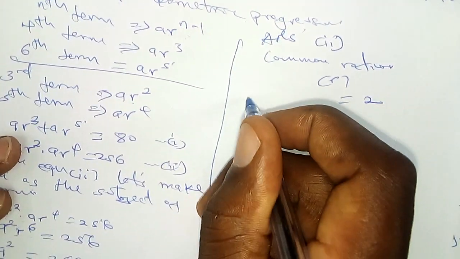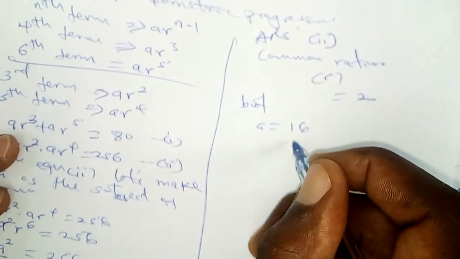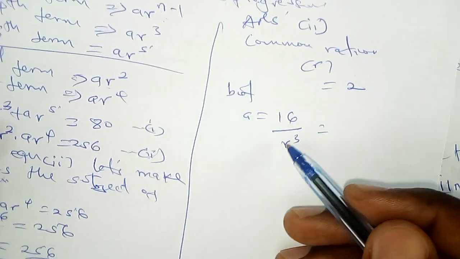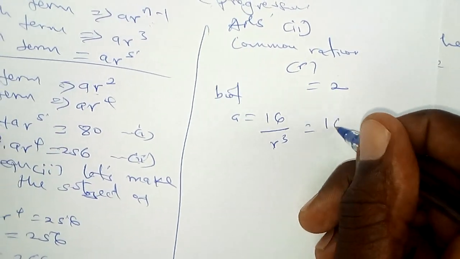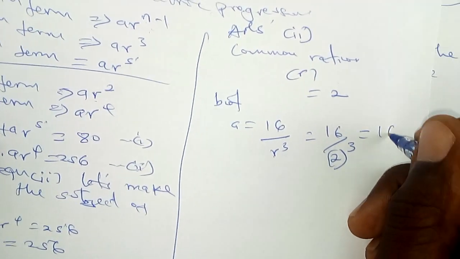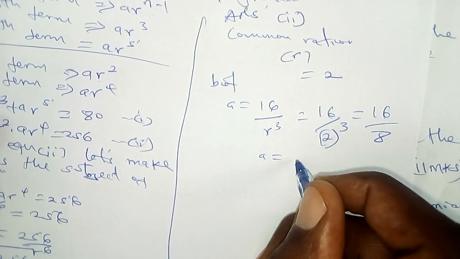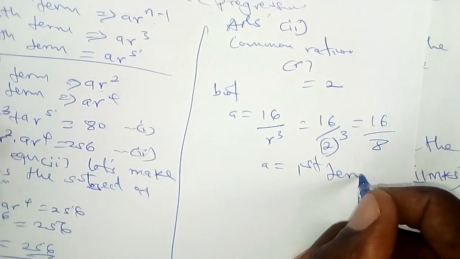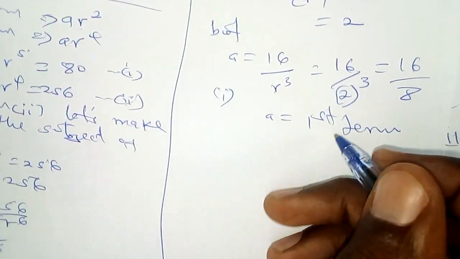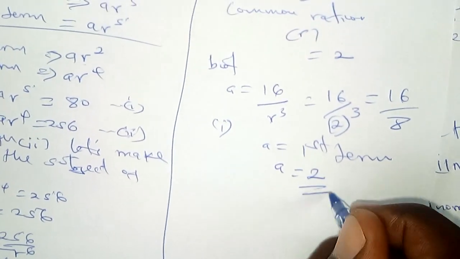Now, A was 16 all over R raised to 3. Here we substitute R as 2. So you get A as 16 all over 2 raised to 3, which is 16 over 8. So A, which is the first term, the answer for Roman 1, is A equals 2.